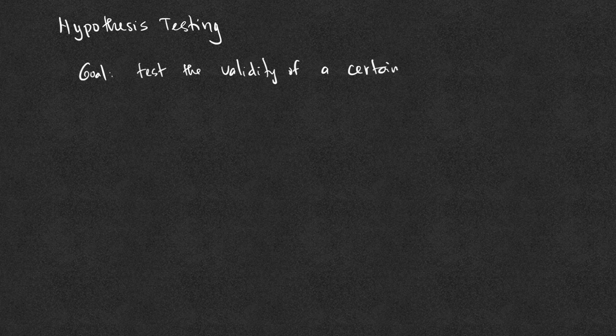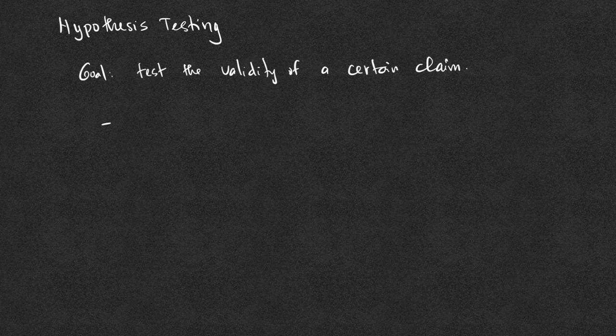Hypothesis testing. The goal of a hypothesis test is to check or test the validity of a certain claim. This means someone claims something and we want to check to see if this claim is valid. And we will use a statistical procedure to check such a claim. In a formal process, there are four main steps.